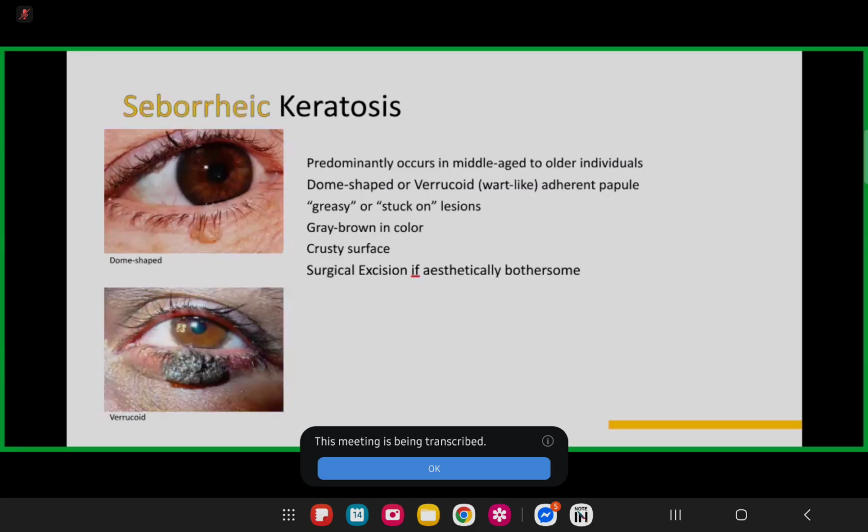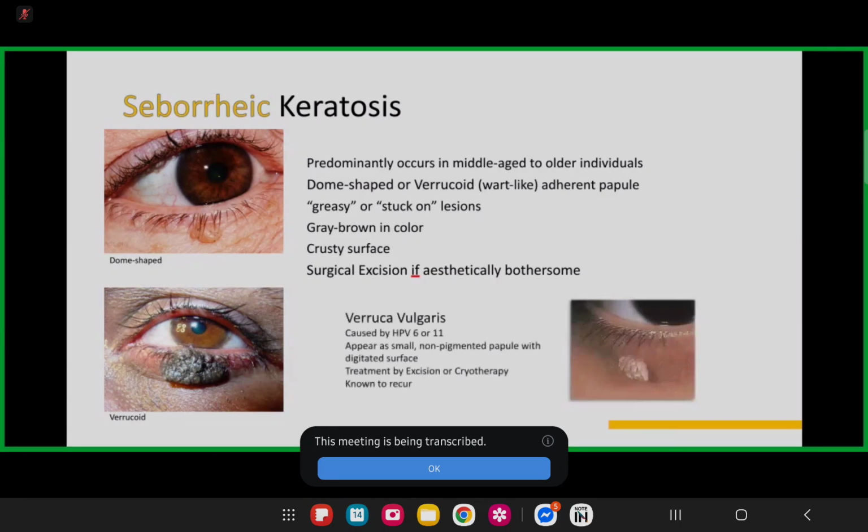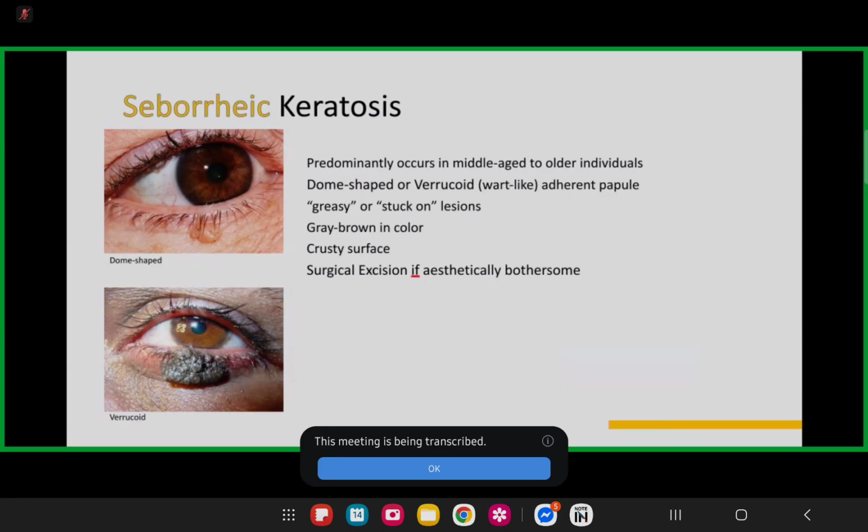Next are your seborrheic keratosis. Seborrheic keratosis is due to proliferation of benign basal cells. This is predominantly seen in middle-aged to older individuals. These are wart-like in appearance, with a dome shape or verrucoid appearance. They appear as greasy or stuck-on lesions. They are gray-brown in color. They have a crusty surface. And again, surgical excision if aesthetically bothersome.